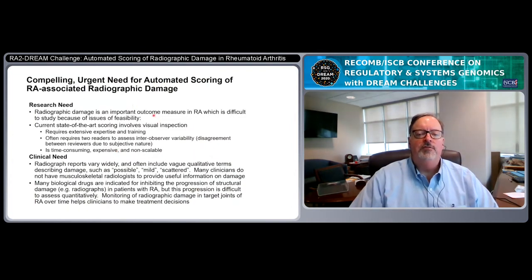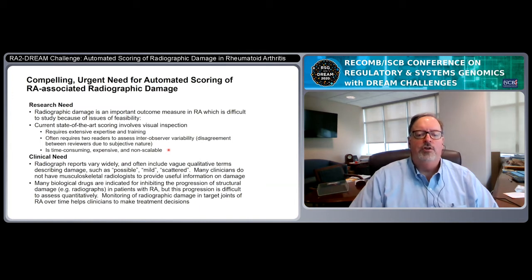So there's an urgent need for automated scoring of rheumatoid arthritis-associated damage for multiple reasons, and I'll mention briefly what the need is in the realm of research and what the need is in the realm of clinical. Radiographic damage is an important outcome measure in rheumatoid arthritis, but it's difficult to study because of issues of feasibility. Current state-of-the-art scoring involves visual inspection by an expert, which requires extensive training and expertise. Often 2 readers are required to assess inter-observer variability, and this is time-consuming, expensive, and non-scalable.